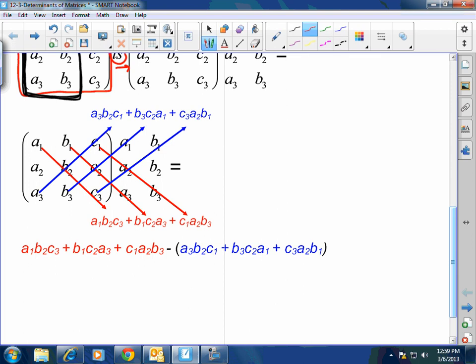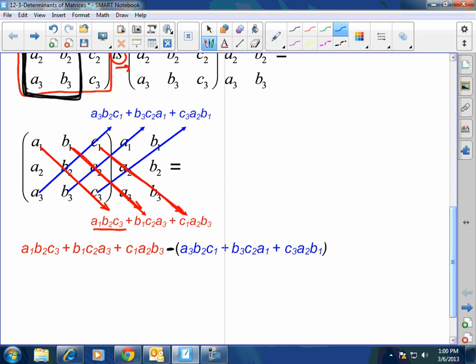All right. Once you have this set up like this, guys, you're going to have 6 perfect diagonals that you're going to create. Start at the top left corner and just literally go straight down. So A1 times B2 times C3. Then B1 times C2 times A3. Then C1 times A2 times B3. Then minus, because determinants, you subtract them.